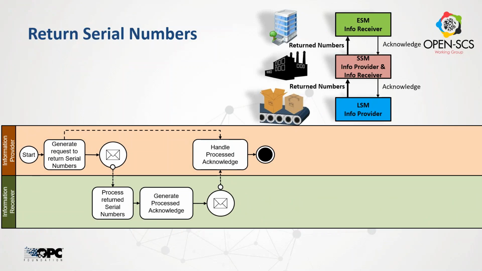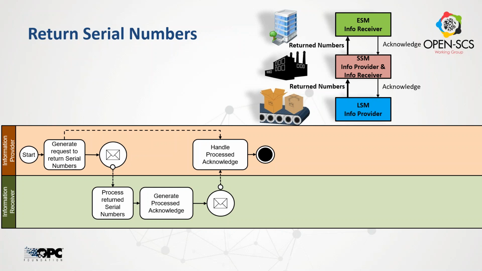Likewise, we had a use case that said, okay, I've got a set of serial numbers. I'm not going to use them. I was told to make 1 million products. I made 990,000 products, and I have 10,000 serial numbers that I either want to return to the pool so that you can reassign them, or you can mark them all as invalid.